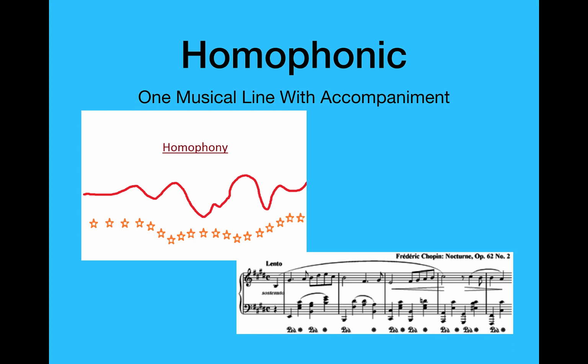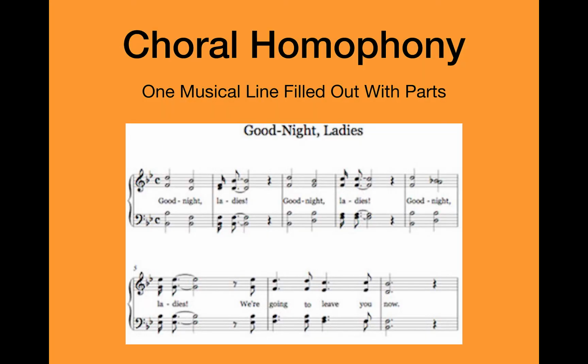Then we can have a homophonic texture, one musical line with accompaniment. We hear the tune, and then there's some other stuff going on with it. So that's a little homophonic texture. We also have the choral homophony, which is you'll hear one tune, but it will be filled out with parts. And you might hear that in a choir with soprano, alto, tenor, and bass, with sopranos singing the melody and all the other people singing other parts. So this is what you're looking at with this little song here.